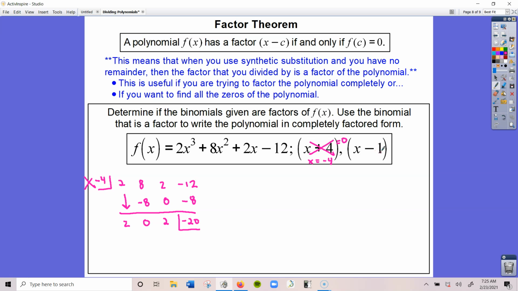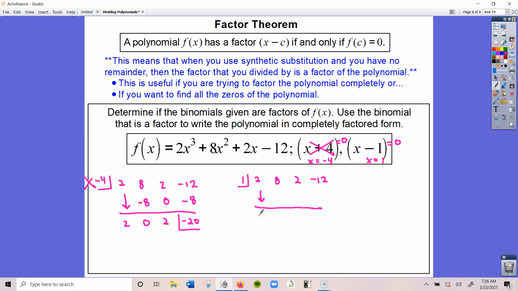Now here let's try x minus 1. If we make this equal to 0, we would have to add the 1, so x would equal 1. So that's what I'm going to put in my box here. And we write our coefficients, so 2, 8, 2, and negative 12.